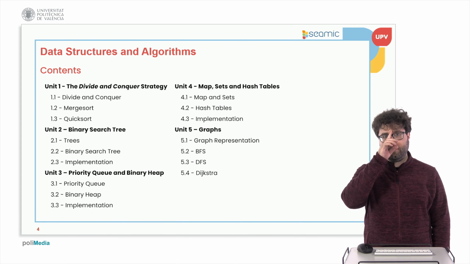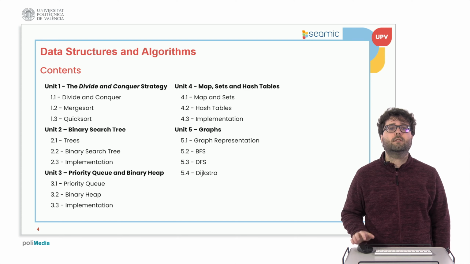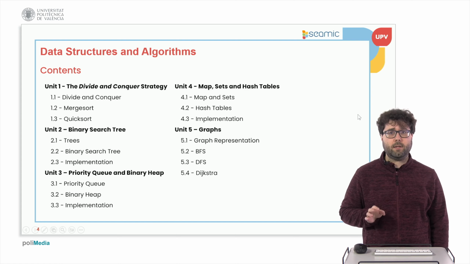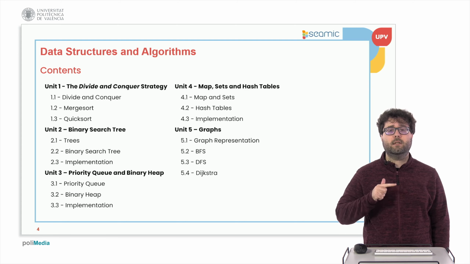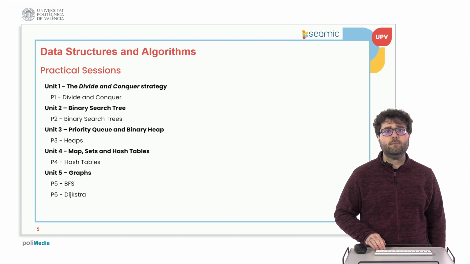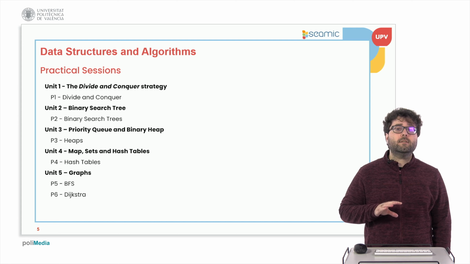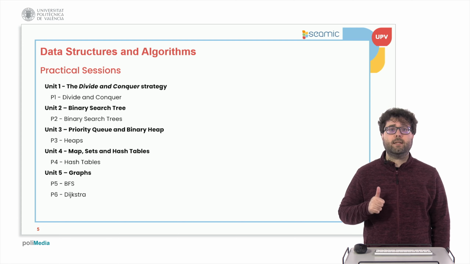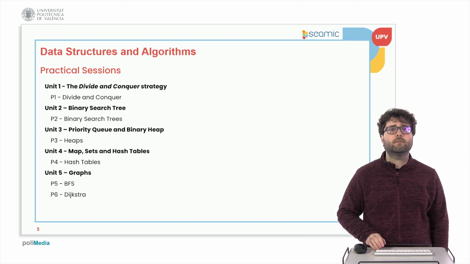The contents of this course are as follows. This is divided into 5 units in which we're going to see several data structures and algorithms, more precisely the divide and conquer strategy, binary search trees, priority queues and binary heaps, maps, sets and hash tables, and finally we have a final unit about graphs. Each unit has at least one practical session, and 2 practical sessions in the case of the graphs unit.